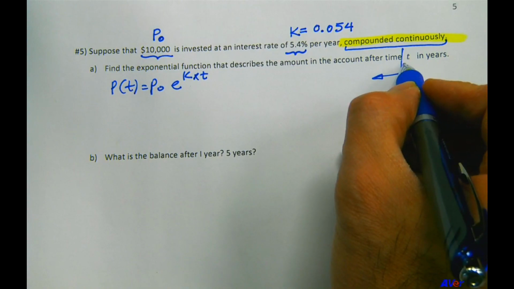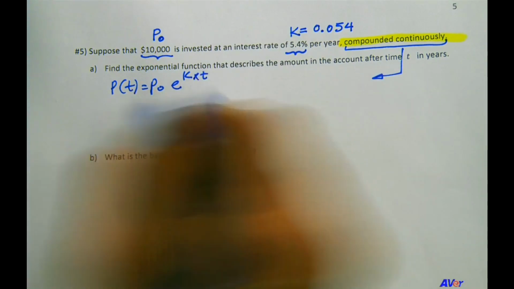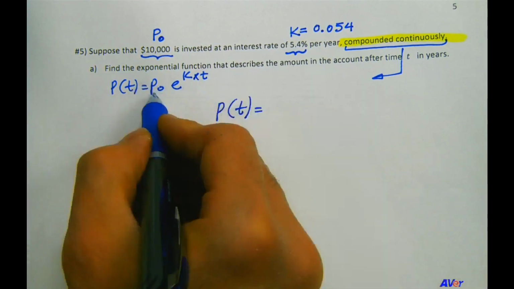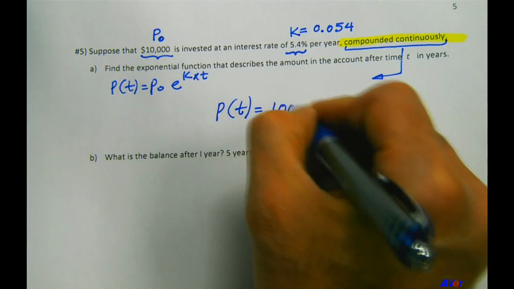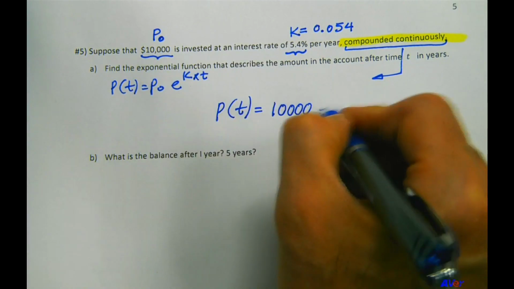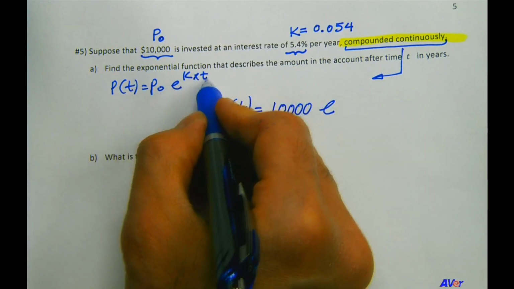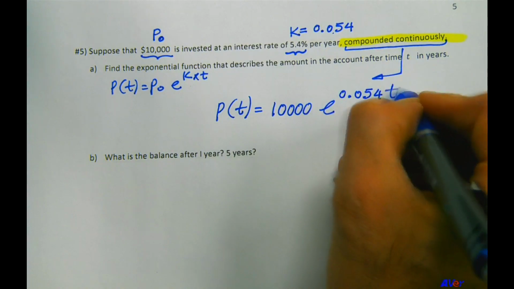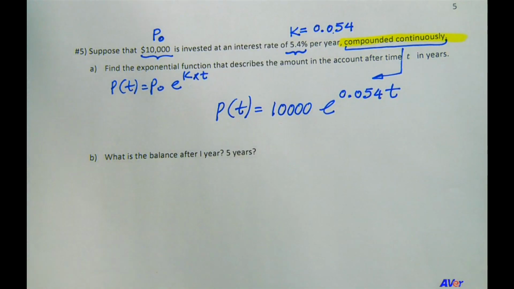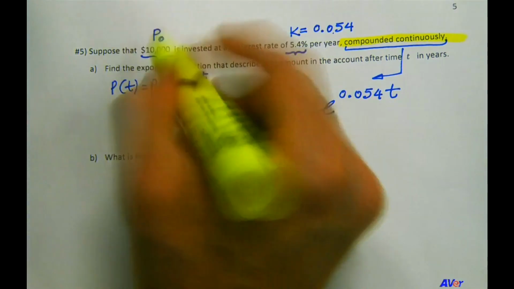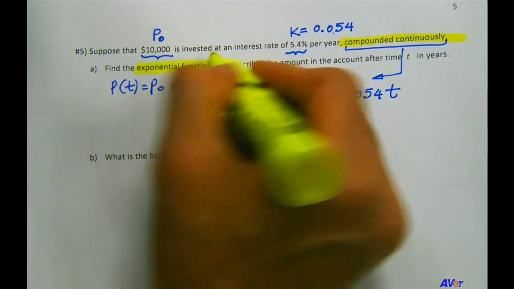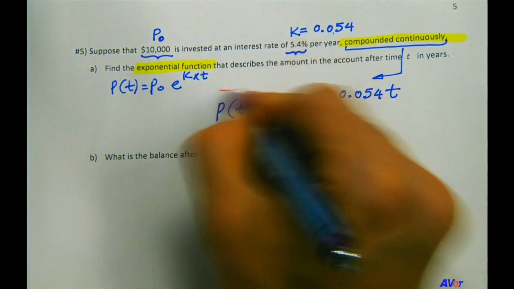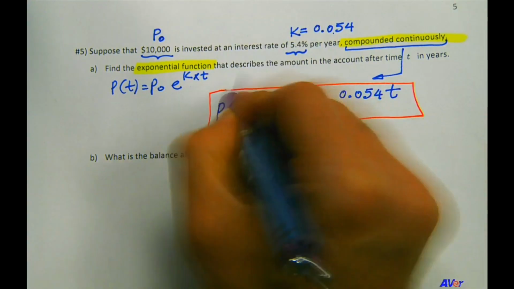So t is in years, right? We have to use t. All right? So we're almost there. So P of t equals, the initial investment was 10,000. Let's substitute that here, 10,000 times e to k times t. So k is that 0.054 t. Okay, that's all they're asking. They're asking for the exponential function. They're not asking us to solve for any variable. They say just find the exponential function. So this is it. This answers this piece.